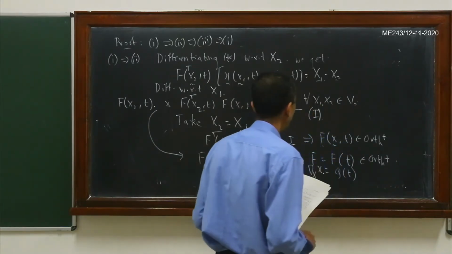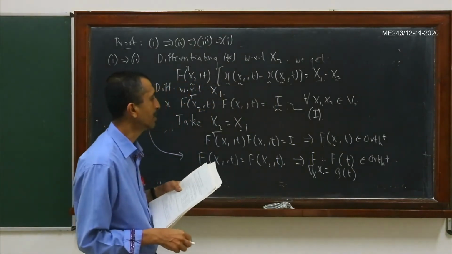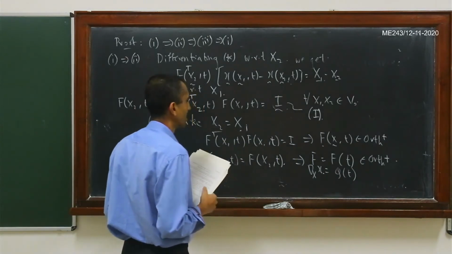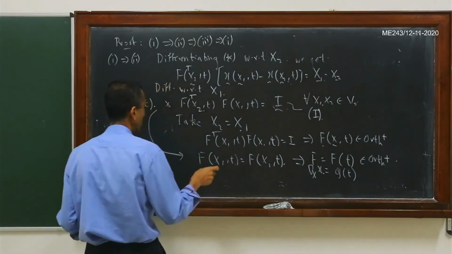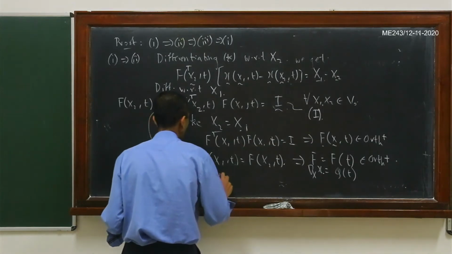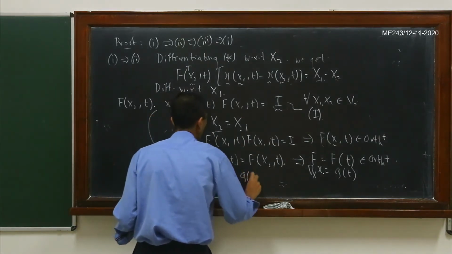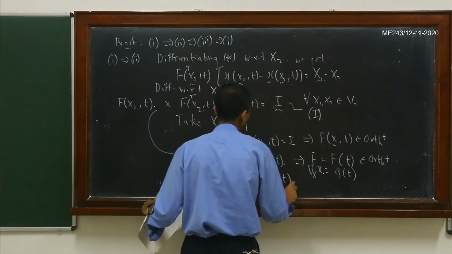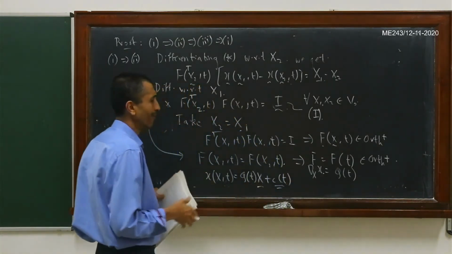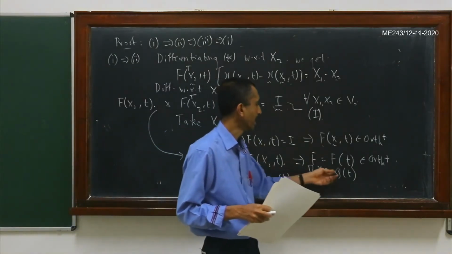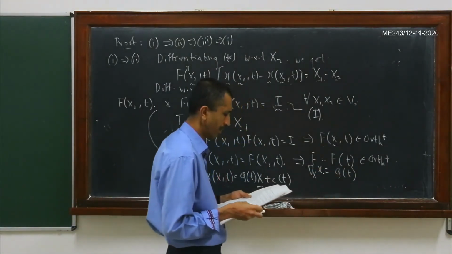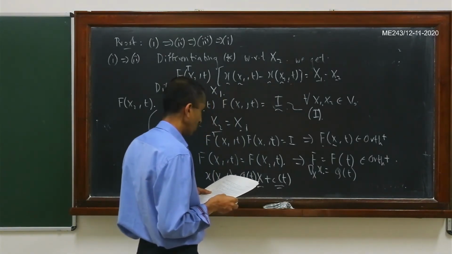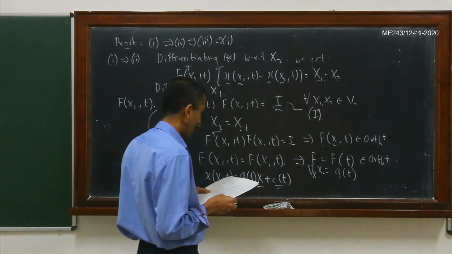Okay, and now you just integrate this particular relation, and then the c of t that was there in the statement is just like an integration constant. So this chi of x comma t is equal to q of t times x plus c of t. Of course, it's a vector quantity because you are integrating a tensorial equation here. So what we have now shown is that 1 implies 2. Correct? So now let us show that 2 implies 3.